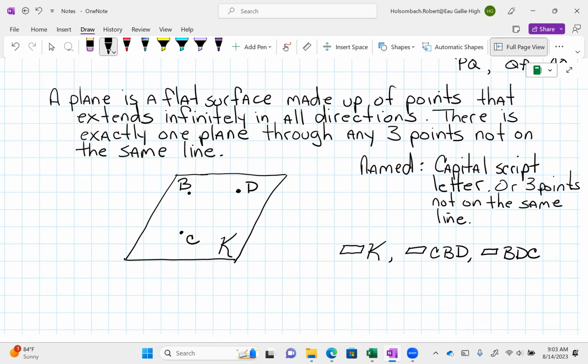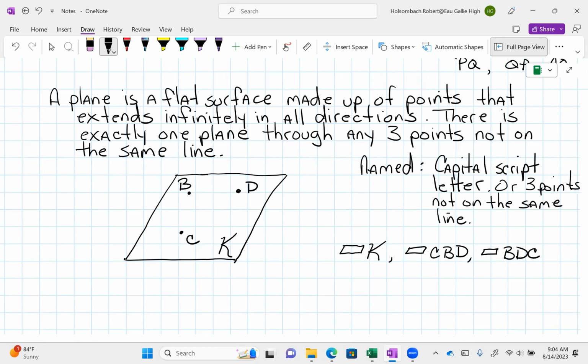Yes. Can't hear you. A plane can have more than 3 points, yes. A plane can have an infinite number of points. Just when you're naming the plane, you have to choose 3 points that are not on the same line, okay? If you use 3 points that are on the same line, then you could be talking about multiple planes, all right?